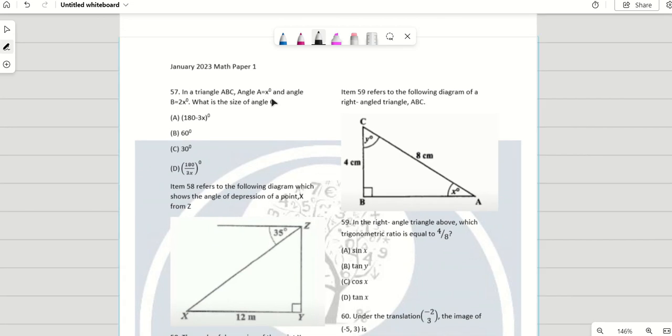57. In a triangle ABC, angle A is x, angle B is 2x, what is the size of angle C? So we know a triangle, the total of the angles, if you add them all up, is equal to 180. So we know it is x plus 2x plus C is equal to 180. So that's 3x plus C is equal to 180. We want C to be the subject, so we carry across. Plus 3x is going to turn to minus 3x. So the answer is E. Alright?